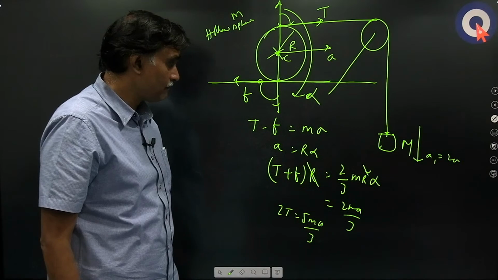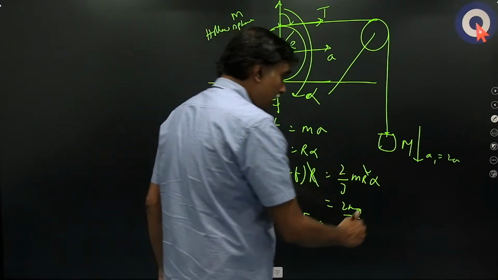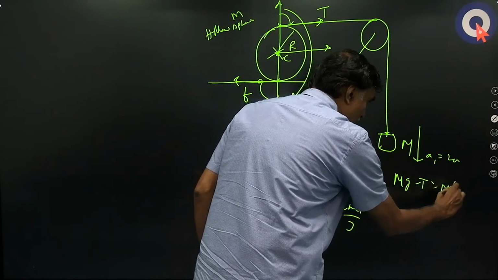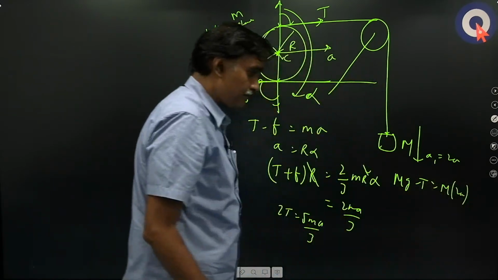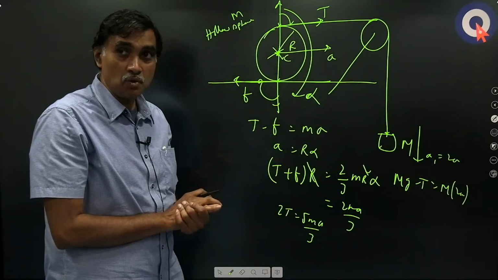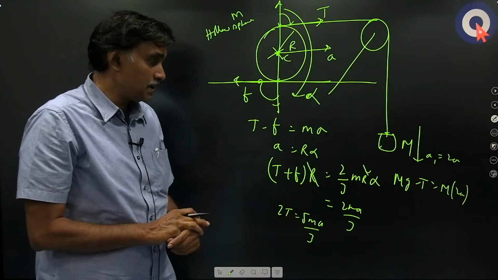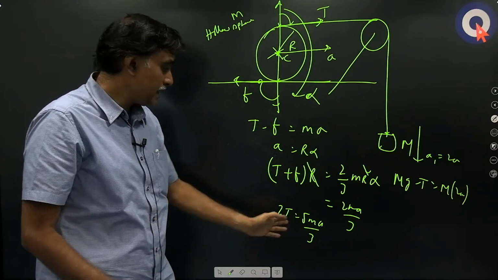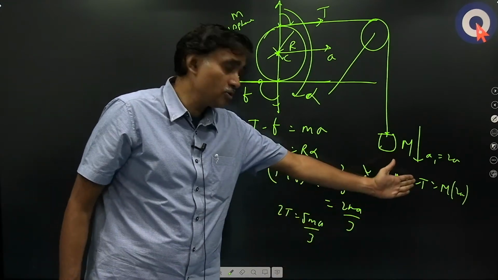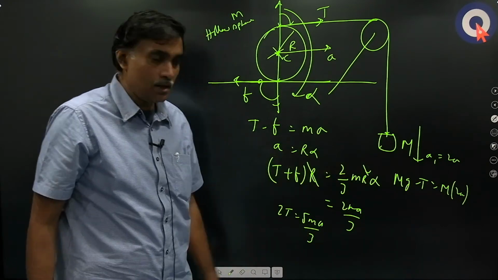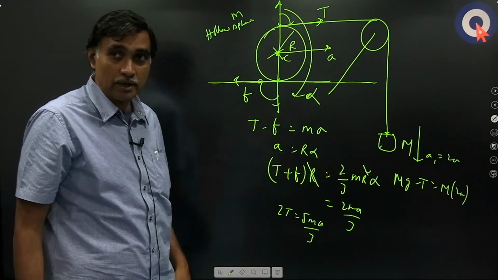Okay. So what is the equation for this block? Capital Mg minus T equal to capital M into 2a. And 2T equal to 5ma by 3, means T equal to 5ma by 6. That value is substituted there. This is small m, that is capital M, we will get, okay. This is by force and torques method, okay.